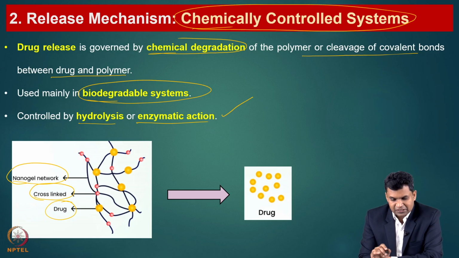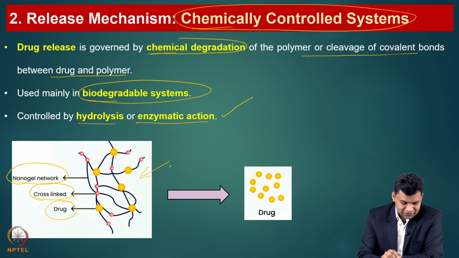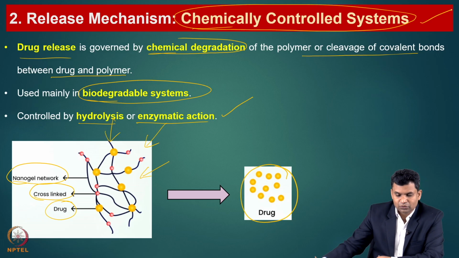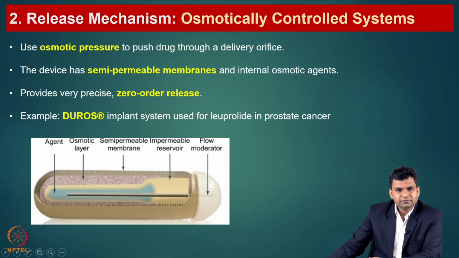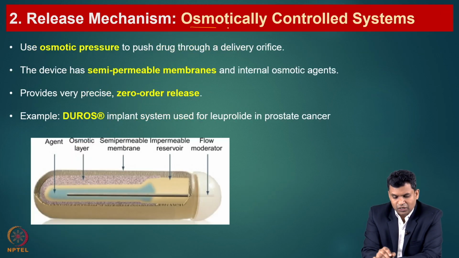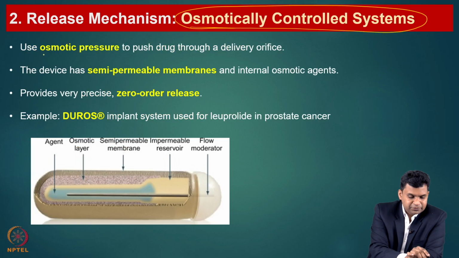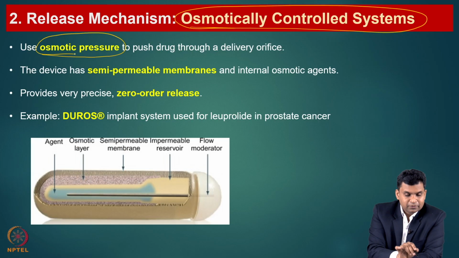So, you will see the chemical controlled release after the interaction with the hydrolysis or by some enzymatic conditions, and then you will see the drug release, which are called chemically controlled systems. And here the third one is the osmotically controlled systems. So, here it works based on the principle of osmotic pressure.